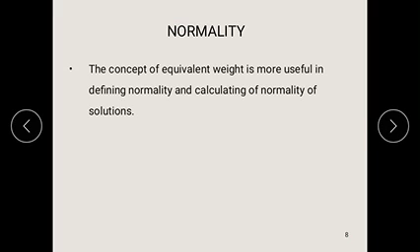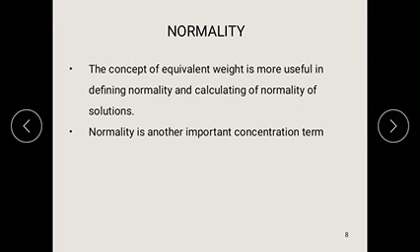And next, in this topic our main topic is normality. Usually this concept of equivalent weight is more useful in defining the normality and calculating the normality of the solution. Already we discussed how to calculate the equivalent weights of the different acids, bases, salts and elements. That can be very useful for the calculation of the normality of the solution and also defining the normality concept. Okay, normality is another important concentration term.